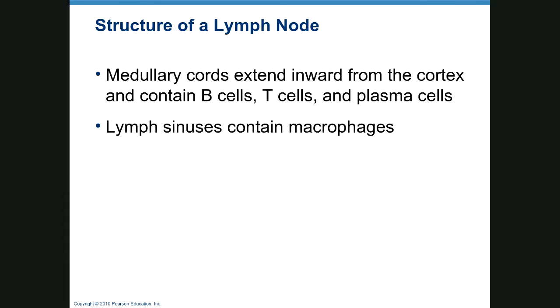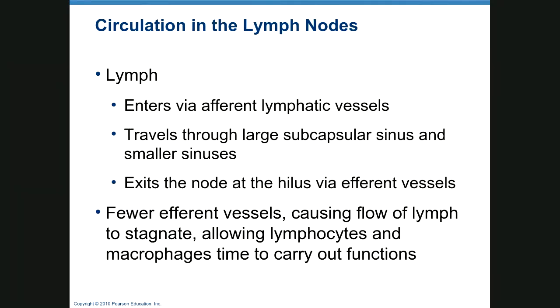Medullary cords extend towards the cortex, have B cells, T cells, and plasma cells. The sinuses in lymph nodes have macrophages that eat things that need eating. So the lymph comes in through the afferent vessels, travels through these big sinuses, and exits through the efferent vessels, and it causes stagnation, just like I said, and allows those lymph nodes more time to function.